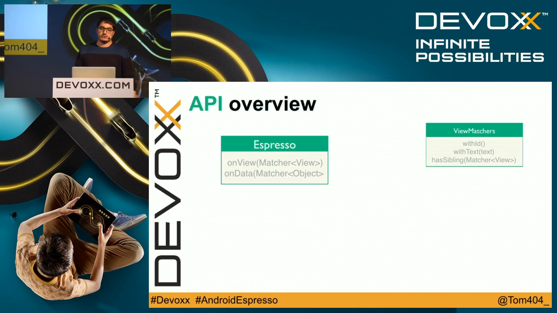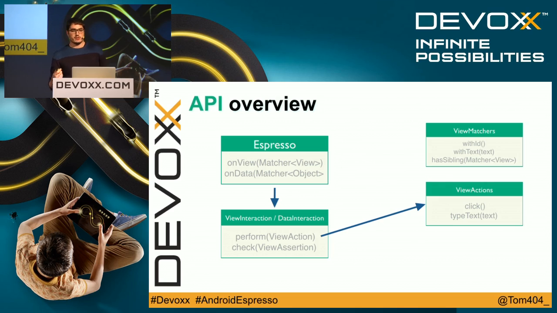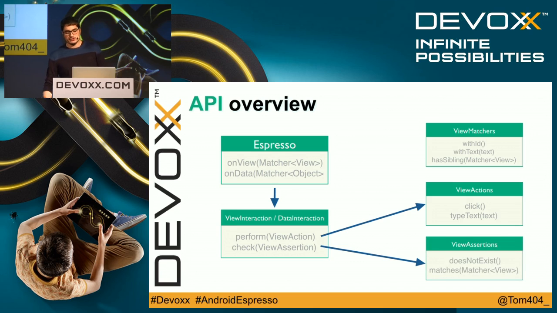So when calling onView or onData, you're going to create a view interaction or a data interaction. And with this interaction, you have two possibilities. You can do a perform, so you are going to perform an action on a view. For this, you are going to use view actions, like click or type text. Or check, to check or assert a condition on a view. For this, you can use view assertions, like doesNotExist, or matches, which takes a matcher of views.